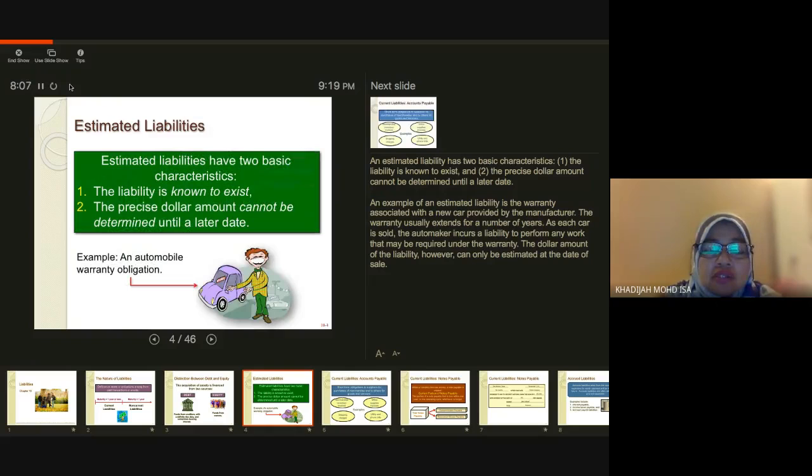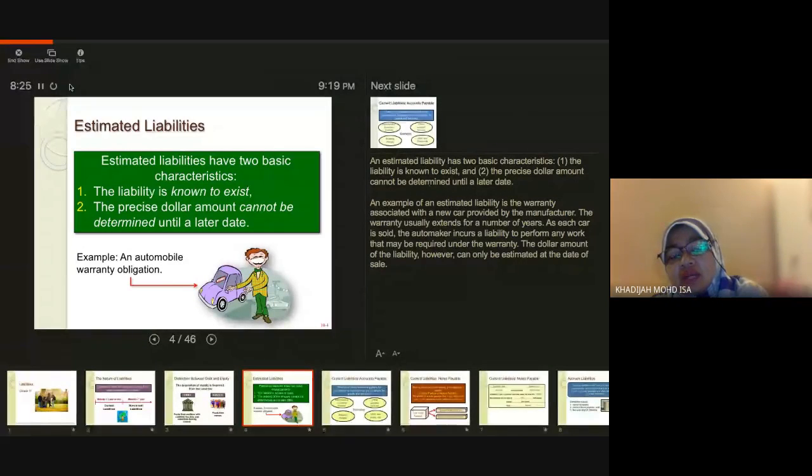Okay, so coming back, the topic is on liabilities. Estimated liability has two basic characteristics. It is known to exist, you know that you have to pay for it. However, the precise dollar amount cannot be determined until a later date.